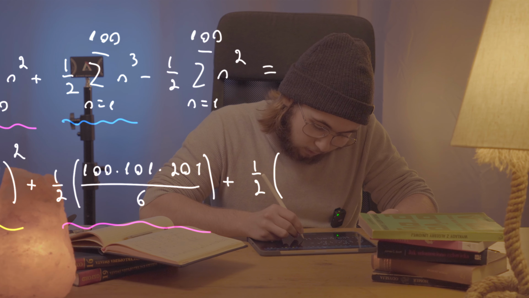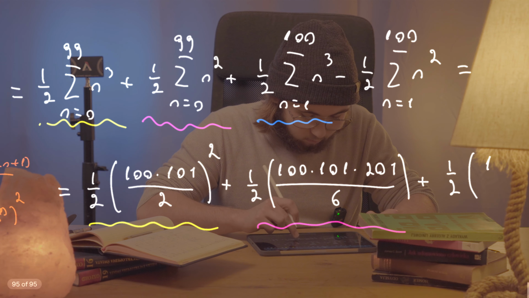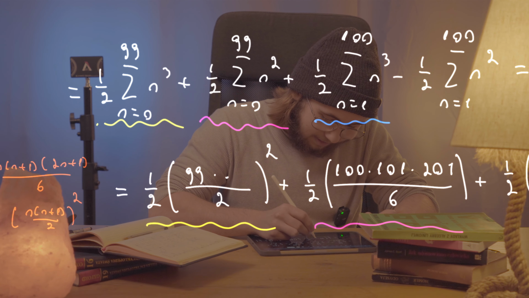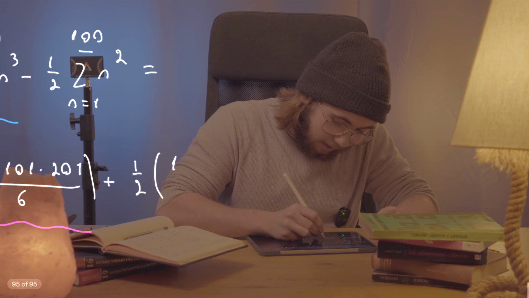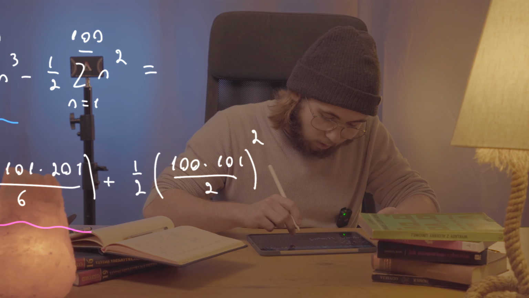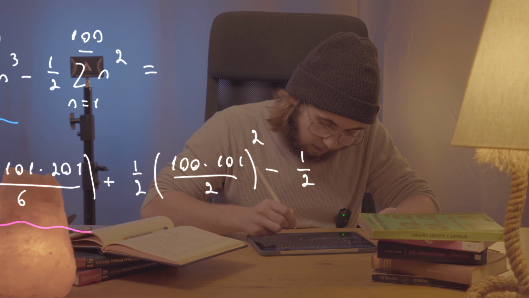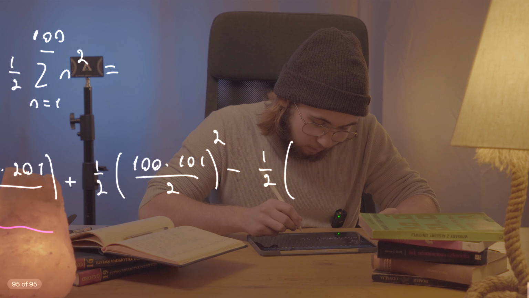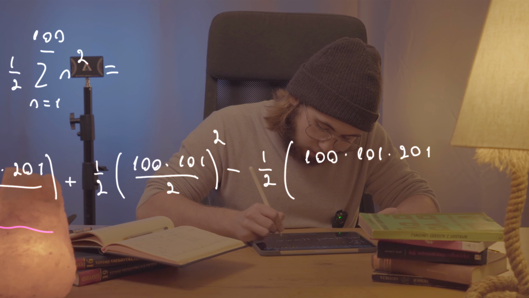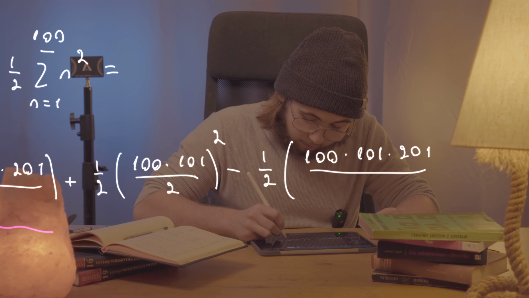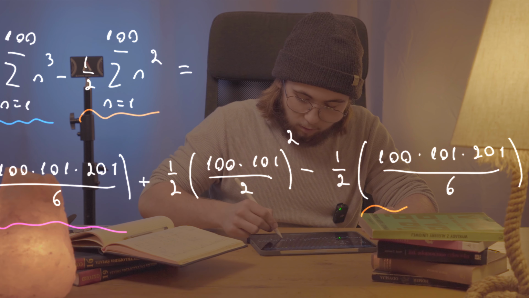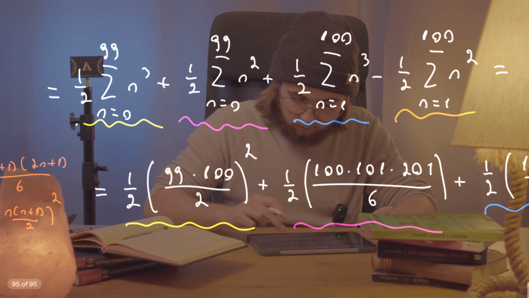That was 99 and 100. Now it's better. Here 100 times 101 all over 2 squared, and then minus 1/2 of that sum of 100 times 101 times 201. I now see that I also made a mistake in the second one, so just a second, I will correct it there. That's the orange one.